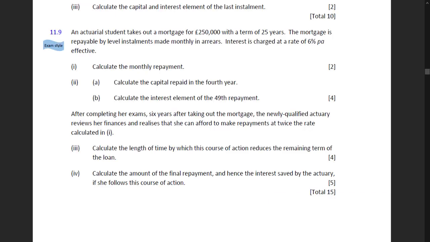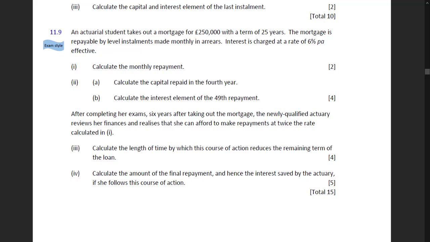So in this question it is said an actuarial student takes out a loan of 2,50,000 with a term of 25 years. The mortgage is repayable by level installments made monthly in arrears. Monthly installments in arrears. Okay. Interest is charged at a rate of 6% per annum effective. We have to first calculate the monthly repayment. Then we have to calculate the capital repaid in 4th year. Then the interest element of the 49th payment.